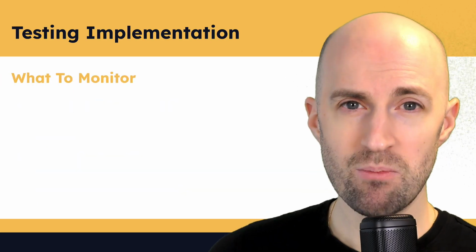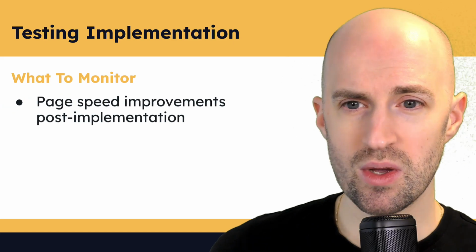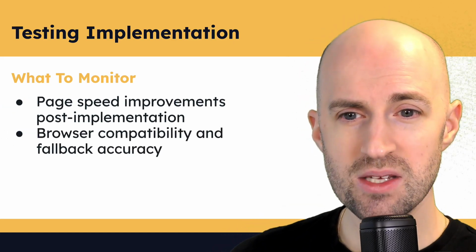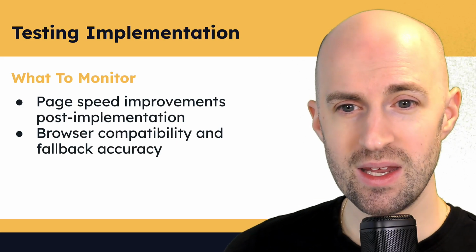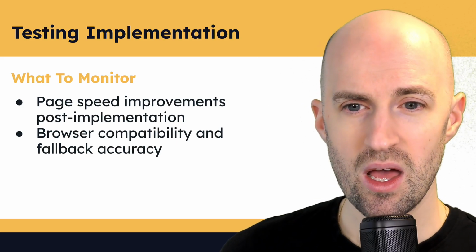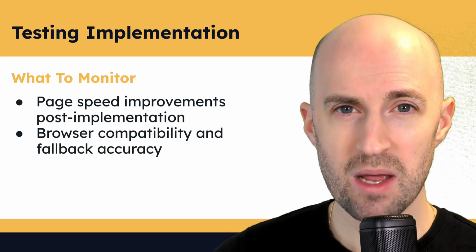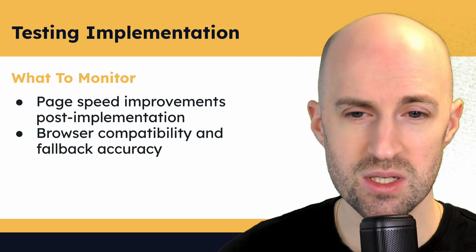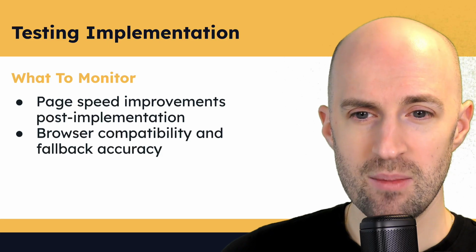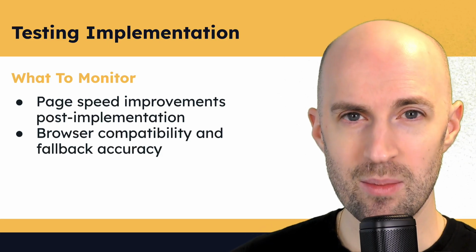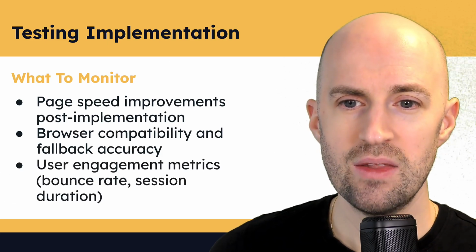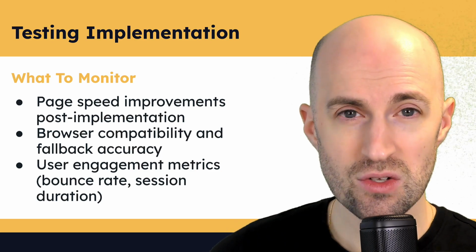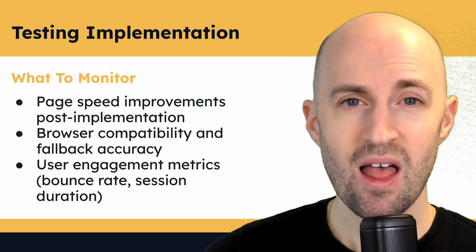So what do you actually need to monitor in some of these tools? Well, you want to look at the page speed improvements after the implementation has taken place, and then the browser compatibility and fallback accuracy. So if a browser needs to load a JPEG because maybe it's an old version or it's a version that doesn't support WebP for some reason, then it needs to obviously be able to fall back to a different file type. And then also user engagement metrics, which is really important for SEO, the bounce rates, the session duration, things like that.